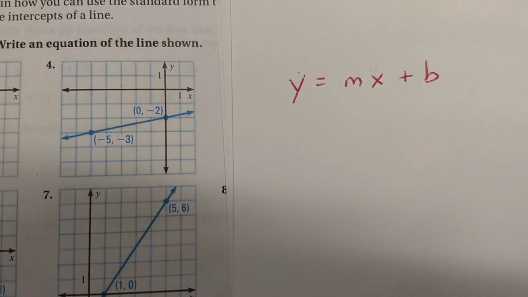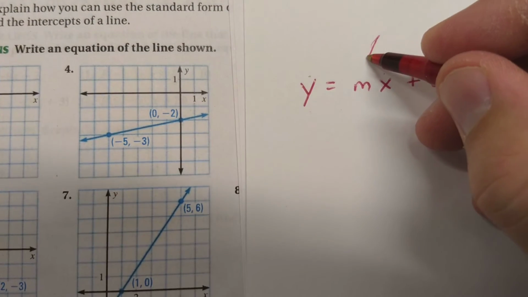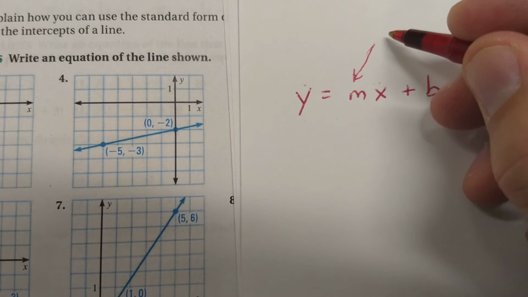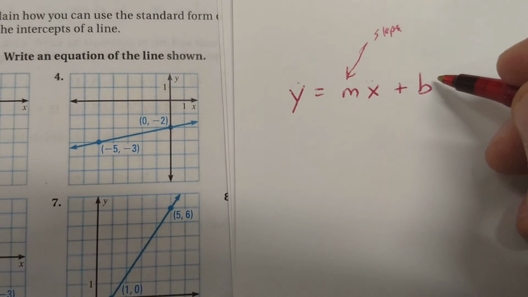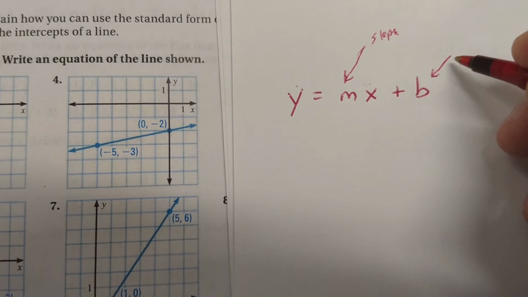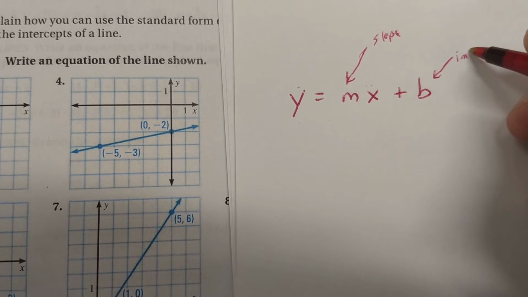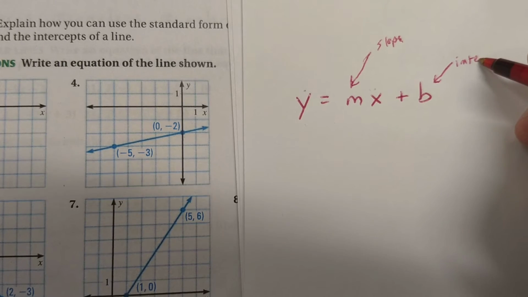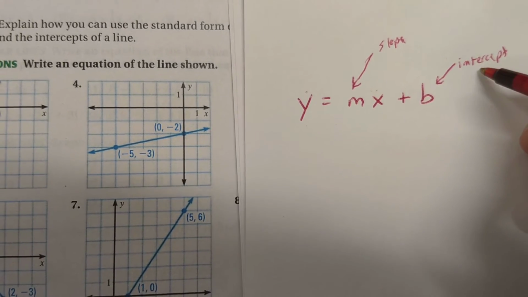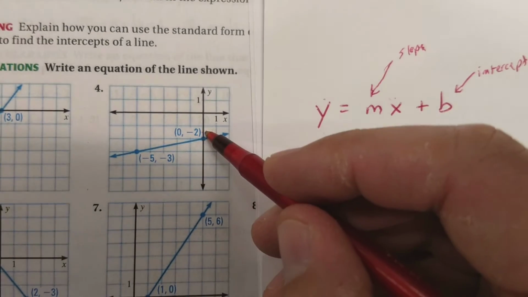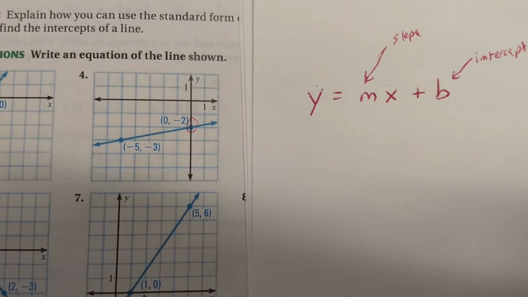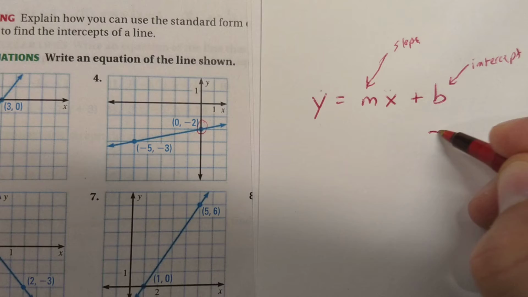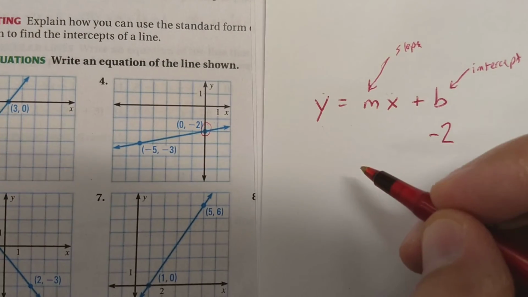The m really stands for what our slope is, and the b value is where we see the intercept at the y-axis. If I look over here, the b is real easy to find in this case. It's listed for us. It crosses at -2, so I'm going to have a b value of -2.